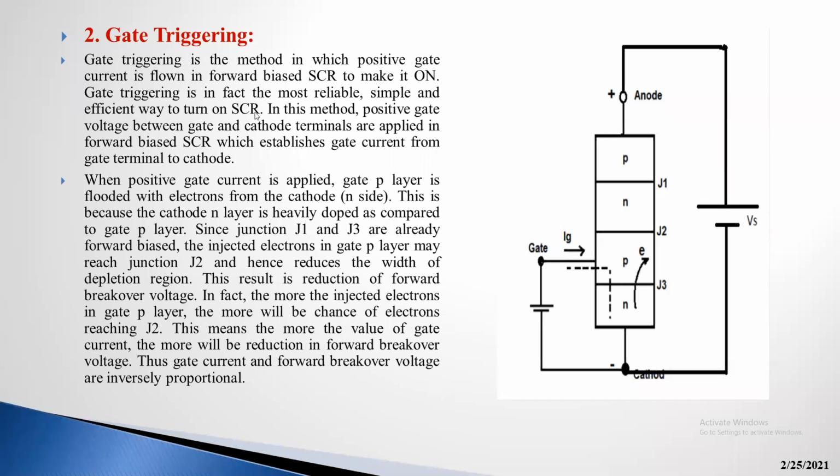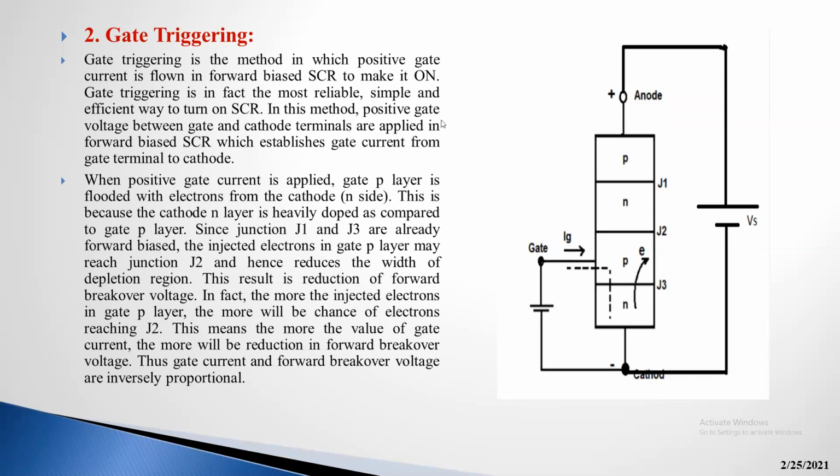See here, gate triggering is the method in which a positive gate current flows in a forward biased SCR to make it turn on. Gate triggering is in fact the most reliable, simple and efficient method to turn on the SCR. It is a very simple and very efficient method to turn on the SCR.